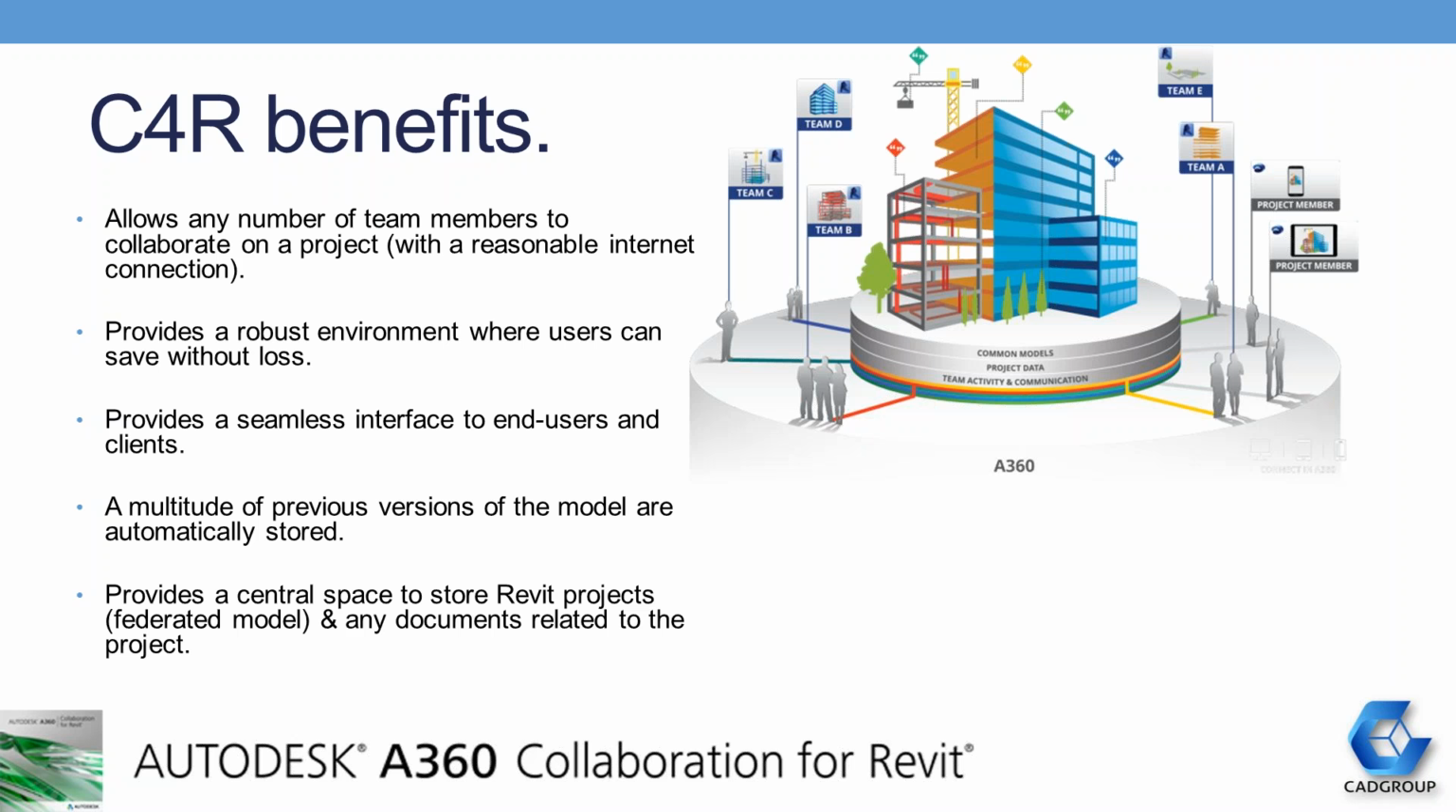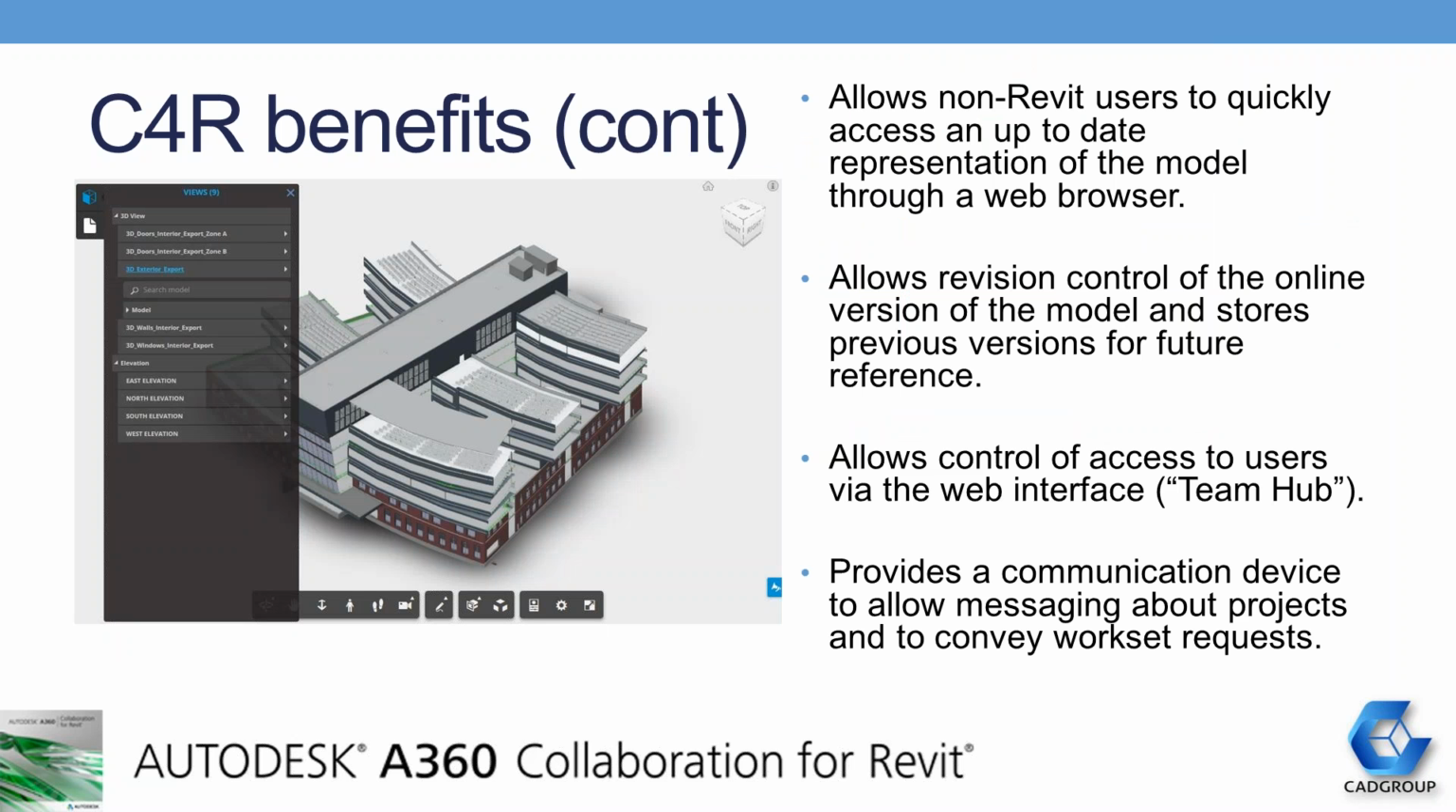Also, in what's called the team hub, which gets set up when you start C4R in your office, there's a space there that can be used to store any number of different file types. They could be documents that are related to the project. You can store Revit, just ordinary Revit files, not collaboration ones, as we'll show you later on. So that can become a central point of information that people will then go to when they're actually working on the project.